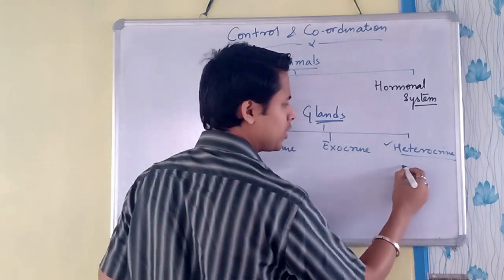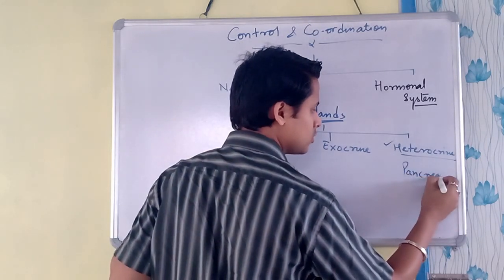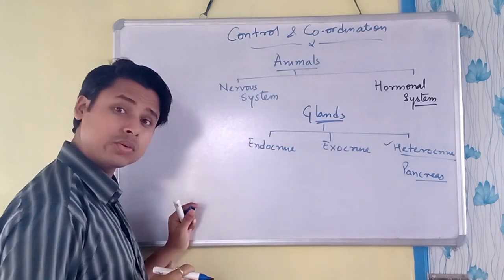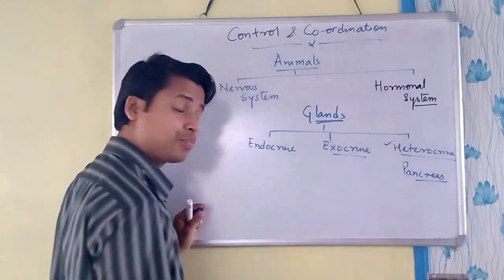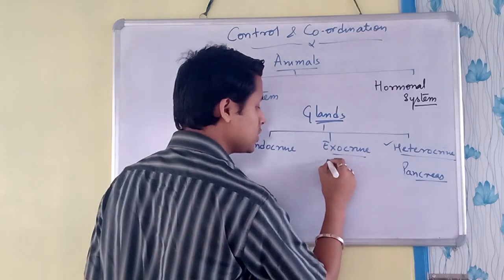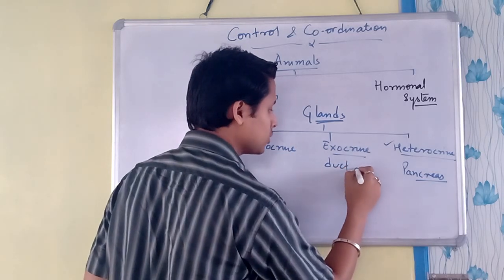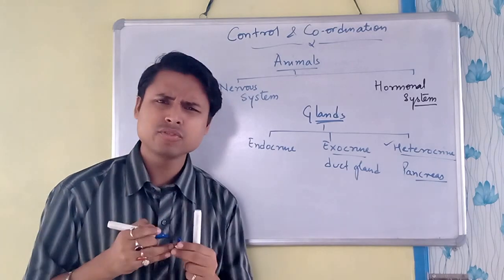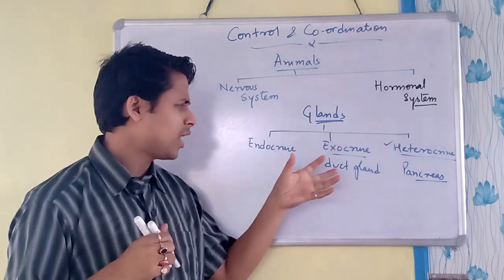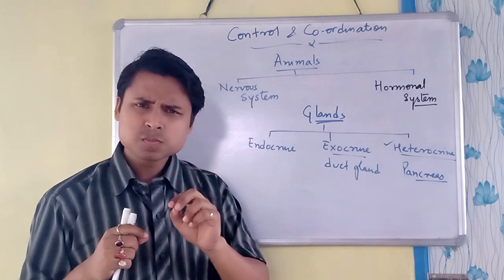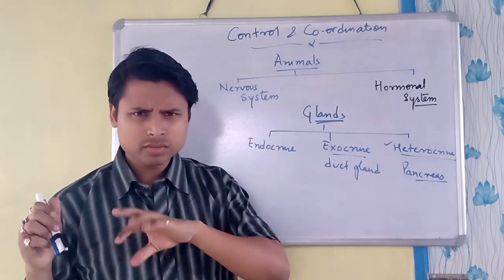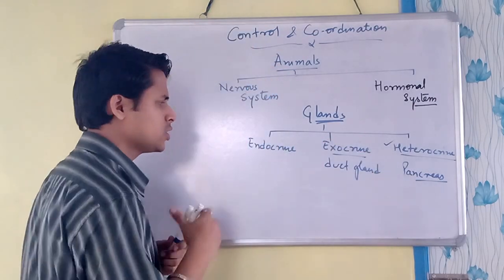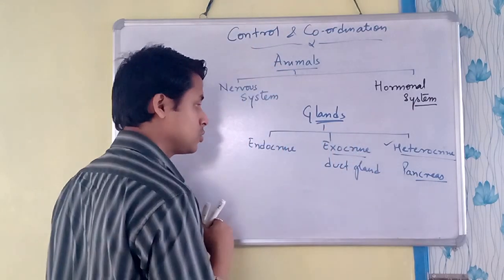There are a few examples, like the pancreas. The pancreas has an exocrine gland and also an endocrine gland. Now, what is exocrine? Exocrine is a duct gland. Duct gland means it has a pipe. This gland has a pipe, and whatever secretion happens goes through this pipe to the target area, the target region. That's why it is called a duct gland, also the exocrine gland.